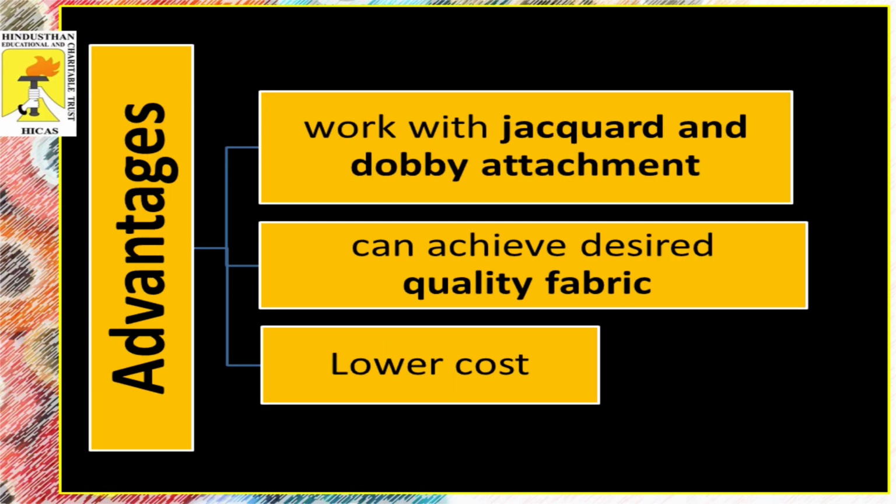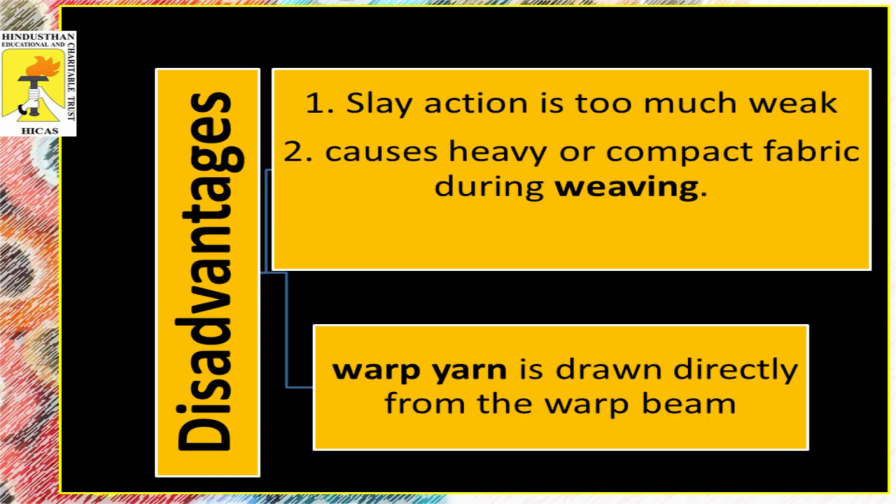Next, advantages. It works with jacquard and dobby attachment, and it can achieve the desired quality of fabric, and it is of lower cost. Next, disadvantages. Slay action is too weak and it causes heavy or compact fabric during weaving. Warp yarn is drawn directly from the warp beam.